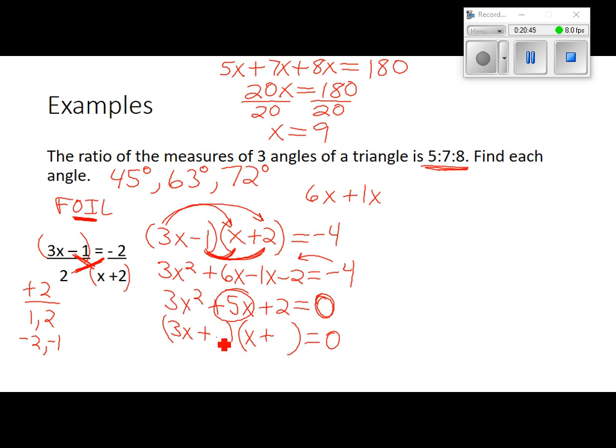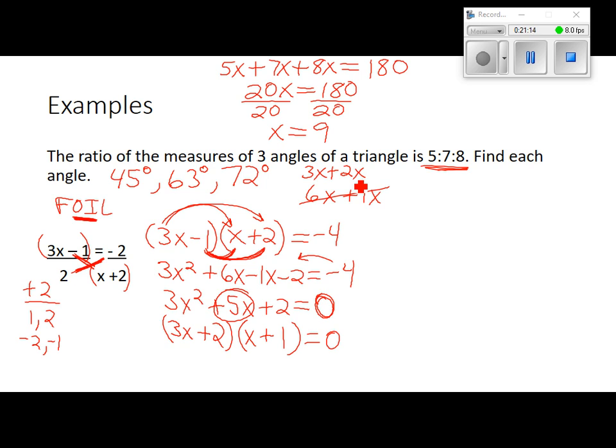So what am I going to put here? 2 here. So this one didn't work. Outer terms, 3x times 1 is what? 3x. 2 times x is 2x. What's 3x and 2x give you? That's what we have in the middle there. So that's our factored form.